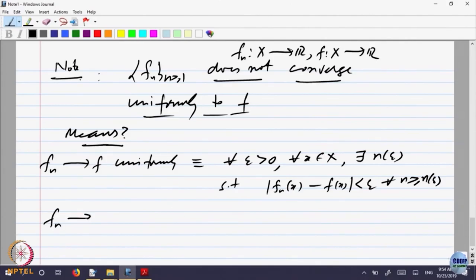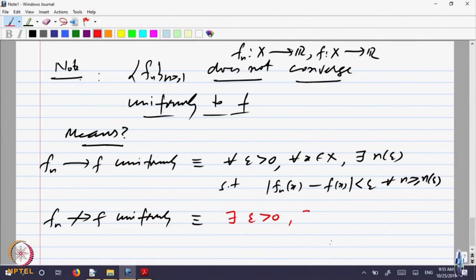So what is f n not converging to f uniformly? That is equivalent to saying there exists epsilon bigger than 0, so that the statement is not true. And what is the statement that is not true? There is a stage after which something is small; that should not happen. That means after every stage I am able to find a point where this thing goes bad.